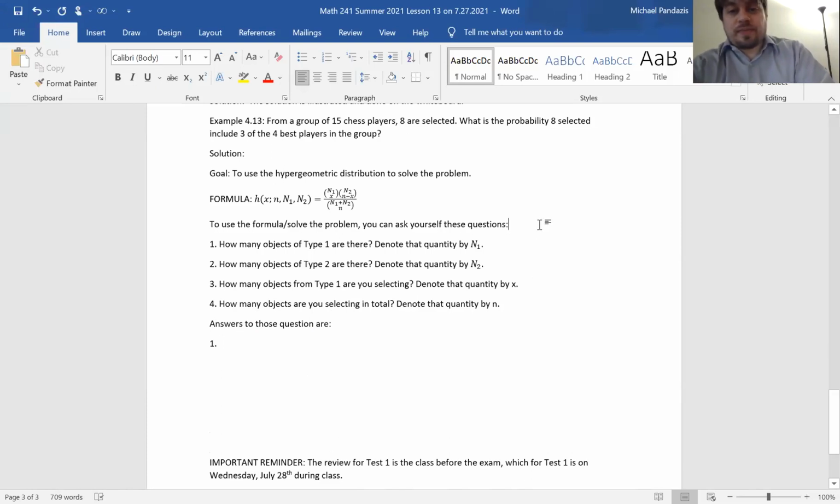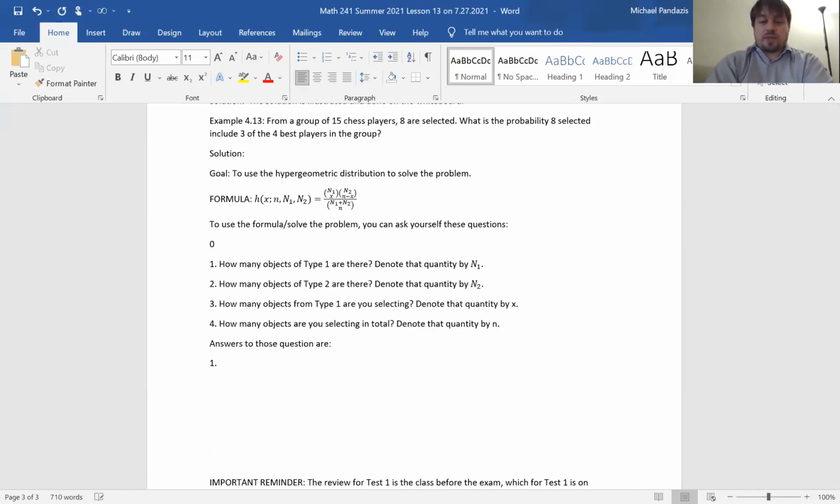Actually, I need to ask zero. Question 0 before question 1. What are the objects of type 1 and of type 2? Okay, let's do that. Let's ask that question also. So 1 through 4 give you the values. Question 0 prepares you for that.